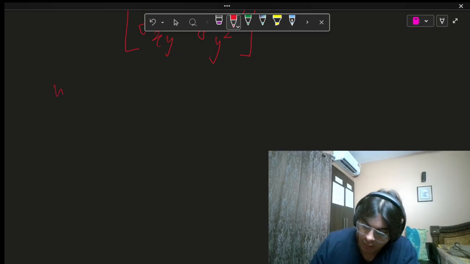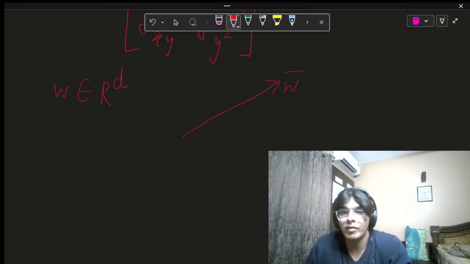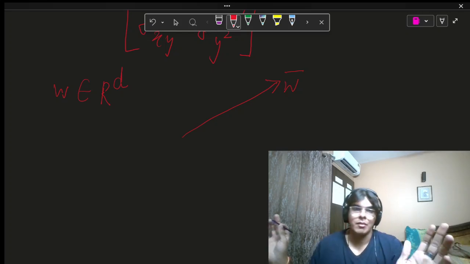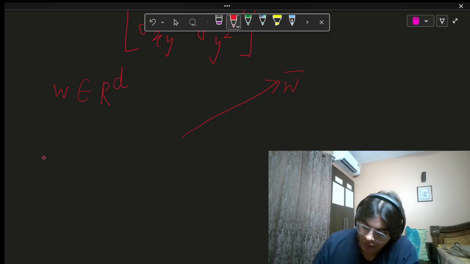Let w be a vector which is representing the direction of maximum variance. Okay, it can be anything, like I'm saying in the xy plane or on the coordinate space, let this be a vector w, and it is representing the direction of maximum variance. I don't know where it is pointing. I have right now made it like this on the screen. It might be pointing somewhere else. I'm just assuming that this is my direction of maximum variance. Okay, simple as that.